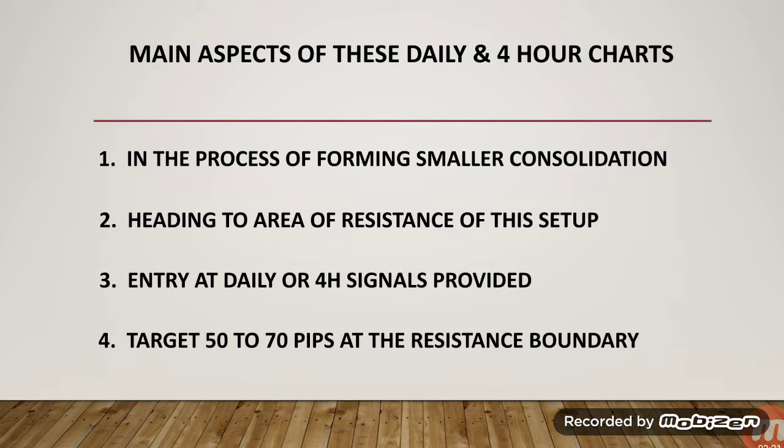So based on the signals provided by the daily chart and the forward chart, it looks as if the market could be forming a smaller consolidation setup within the context of the larger pennant setup that has already been formed on the daily chart. That it would be heading towards the resistance of the smaller setup, and we would be aiming to trade this movement either after the market has provided us with a daily signal, or if the market provides us with a strong enough signal on the forward chart, then we can trade that signal towards the resistance boundary.